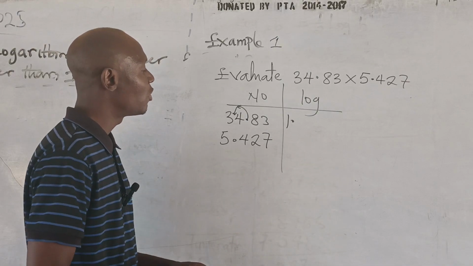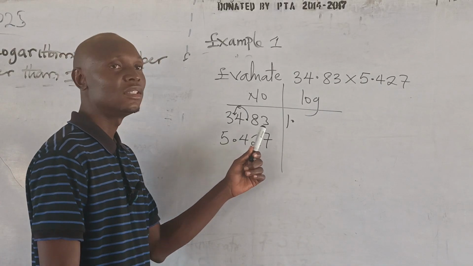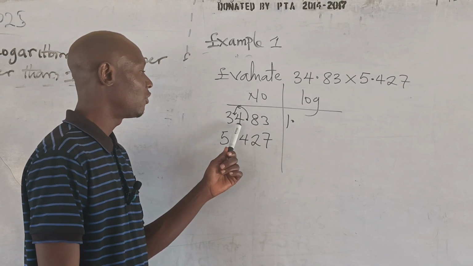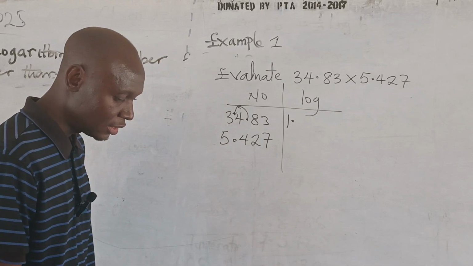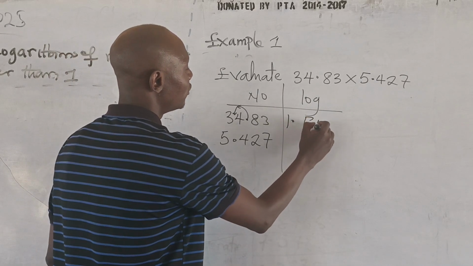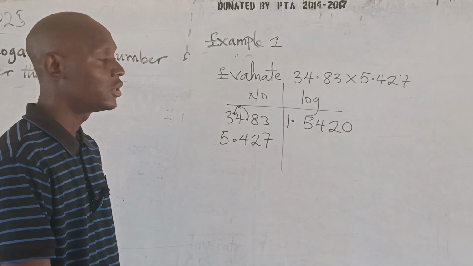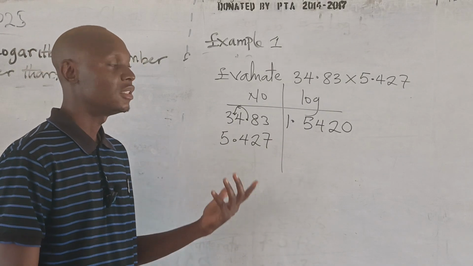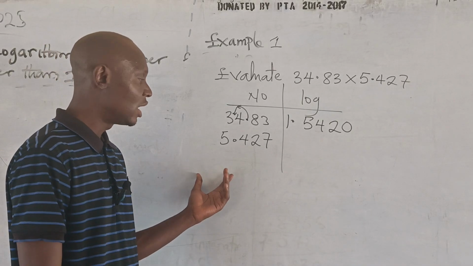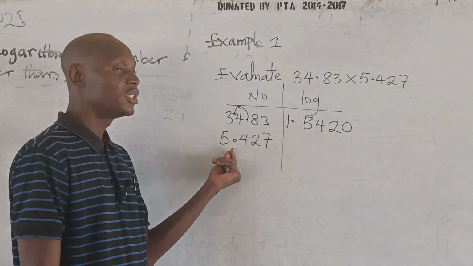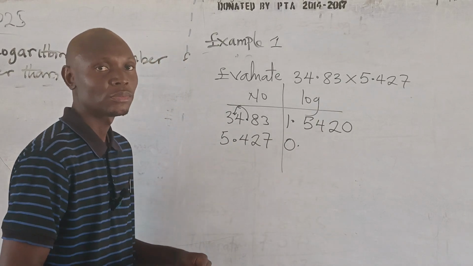From our log table, we are going to check 34 under 8 difference 3. 34 under 8 difference 3 is 5420. So we move to the next one. Here the point is not moving, so the integer is going to give us 0.